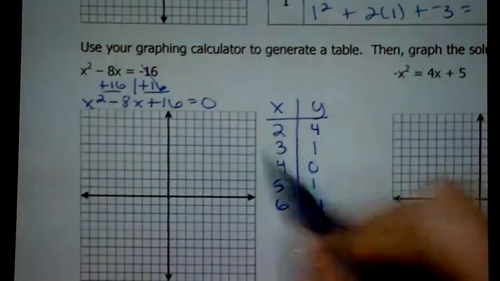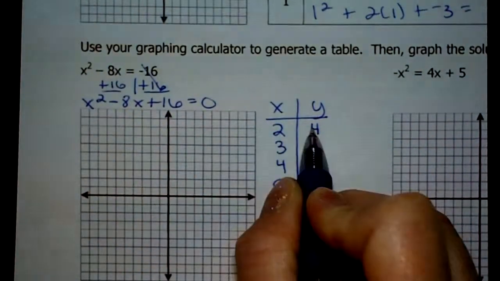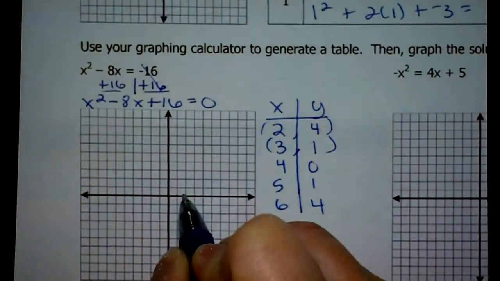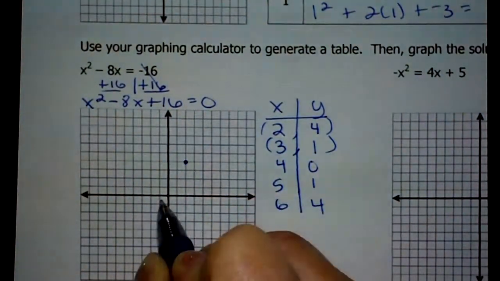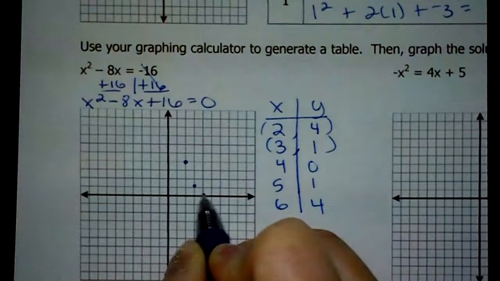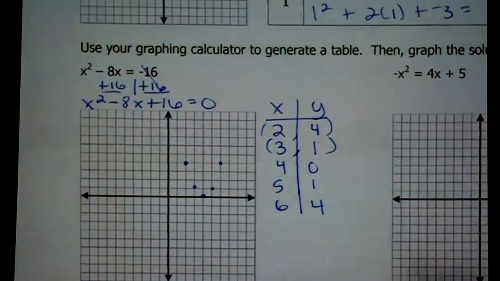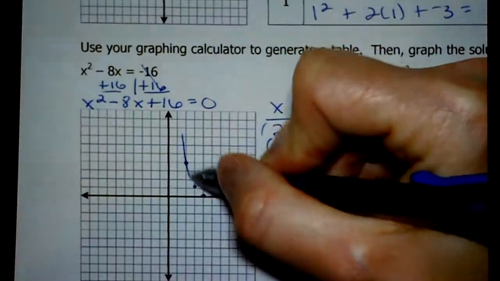All right, here we go. Let's plot these. 2, 4. So again, these are just like my little ordered pairs right here now. So over 2, up 4. Over 3, up 1. 4, 0, 5, 1, and 6, 4. All right, make your smooth curve.